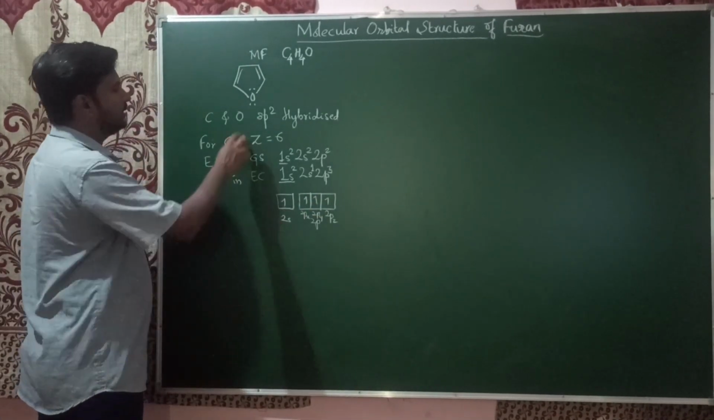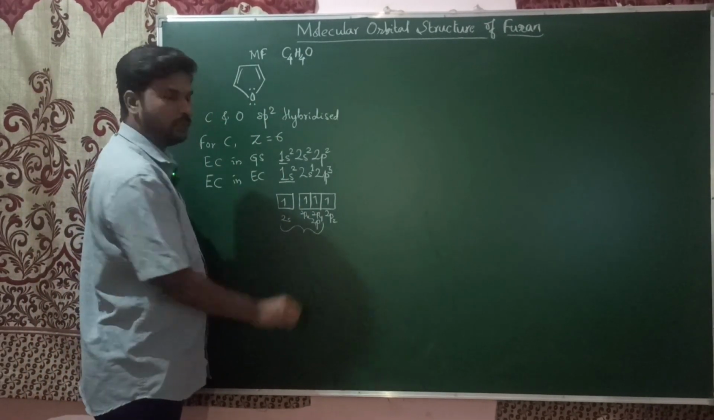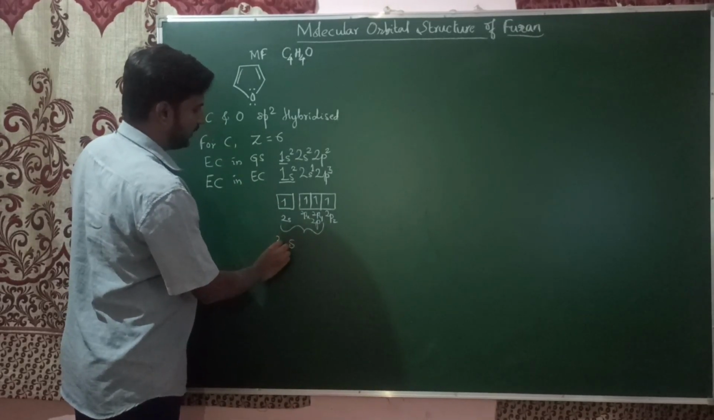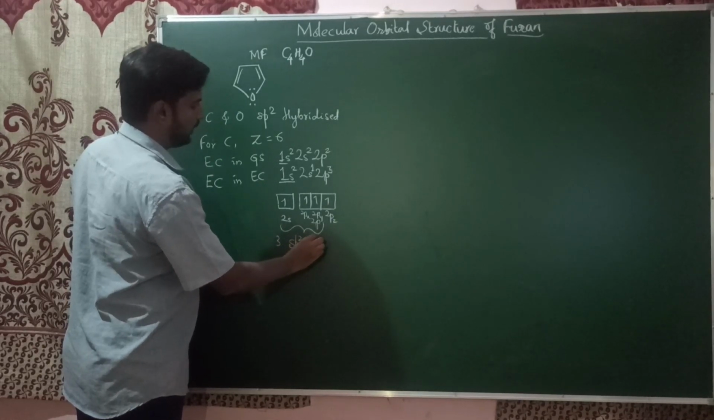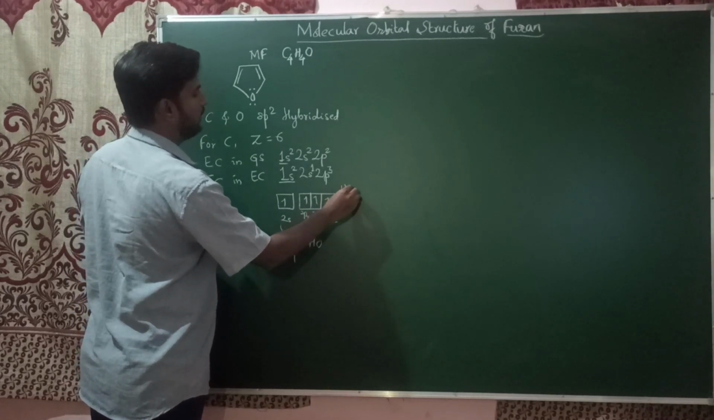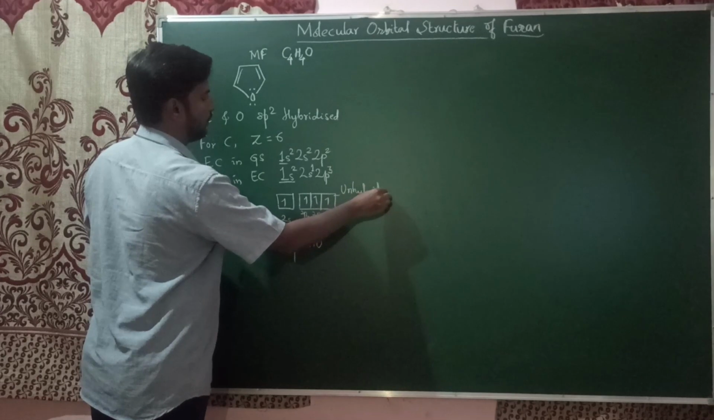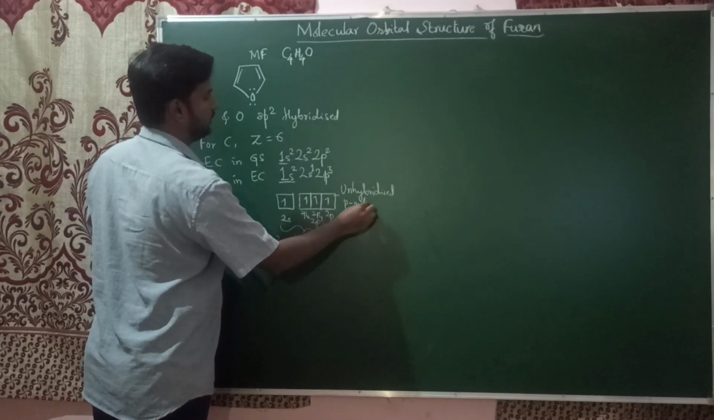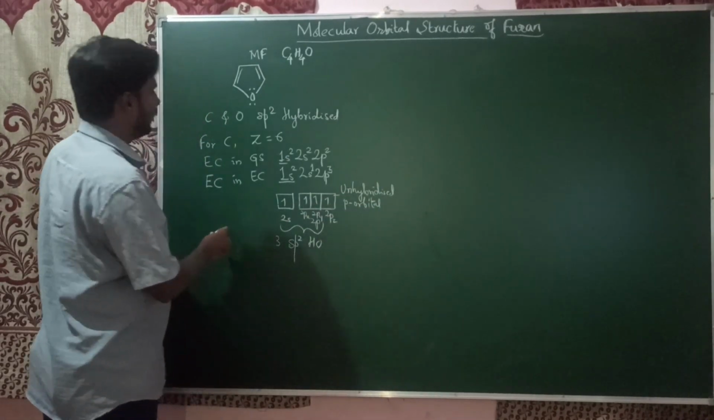As it is undergoing sp2 hybridization, one 2s orbital and two 2p orbitals undergo hybridization, giving us 3 sp2 hybrid orbitals, and the remaining one is an unhybridized p orbital.